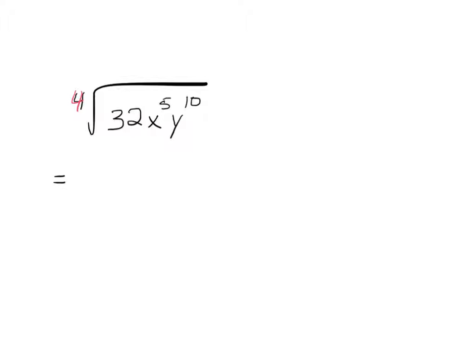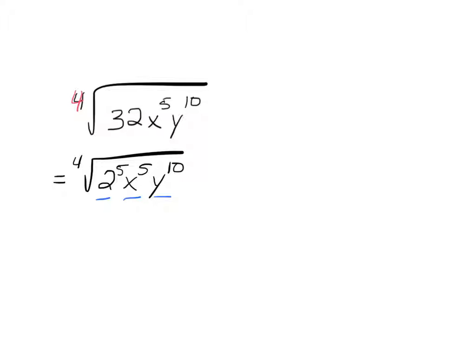So I'm going to rewrite this first as the 4th root of 32 is 2 to the 5th, then x to the 5th, and y to the 10th. What I'm going to do is, each of these factors that don't have exponents that work nicely with my index, I'm going to separate them into 2 factors. One of which works really nicely with my index, and the other part is what I would call the remainder.